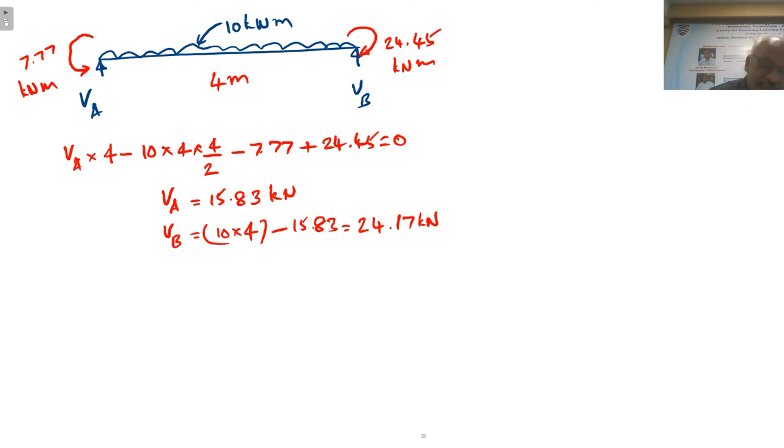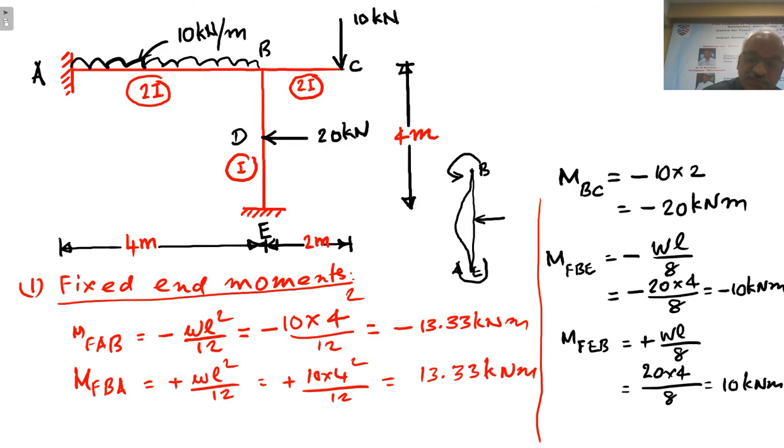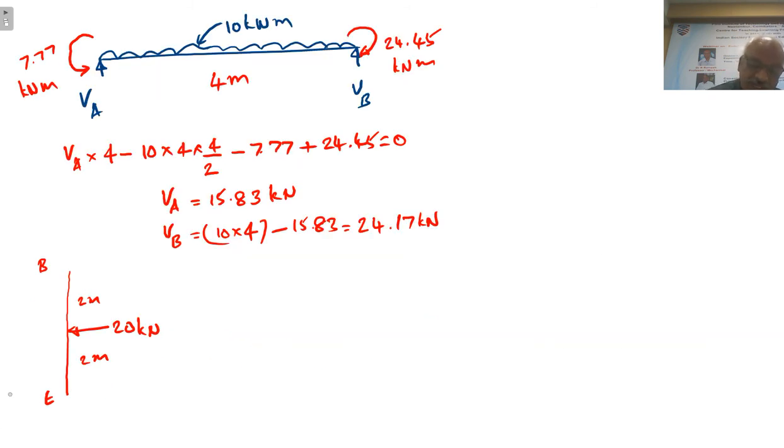Now coming to the member BE. So BE is a vertical member. So this is B, this is E. So there is a load here, 20 kilonewton, 2 meters, this also 2 meters. I think I have not given this in the first figure. So this distance we have not marked. Actually it is supposed to be marked. So this is 2 meters, this is also 2 meters, right? That we have missed. Now 2 meters, 2 meters.